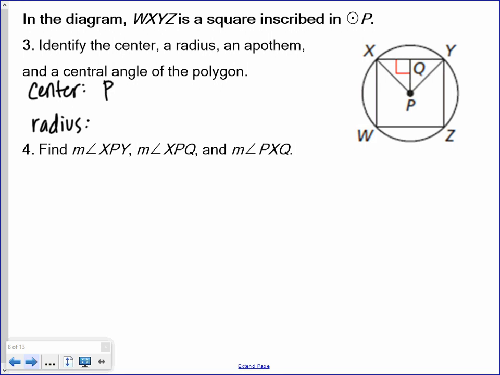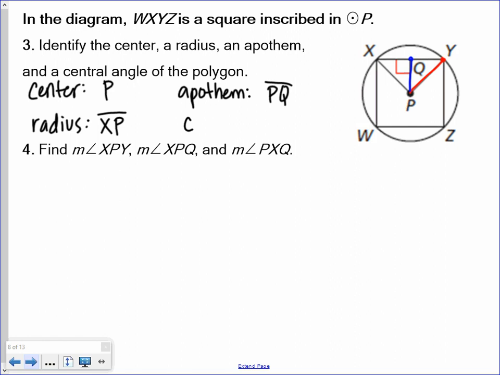It goes from the center. No, put your hands down. He's going to finish it. It goes from the center to a vertex, like a corner point. That will work. Or PX, whatever. Order doesn't really matter. PY was another example. Okay. We already got the answer for apothem. The apothem is PQ. Do we see the difference? The radius is always longer on a problem like this. The radius goes to each vertex. The apothem is the shorter one that goes to the middle of the side.